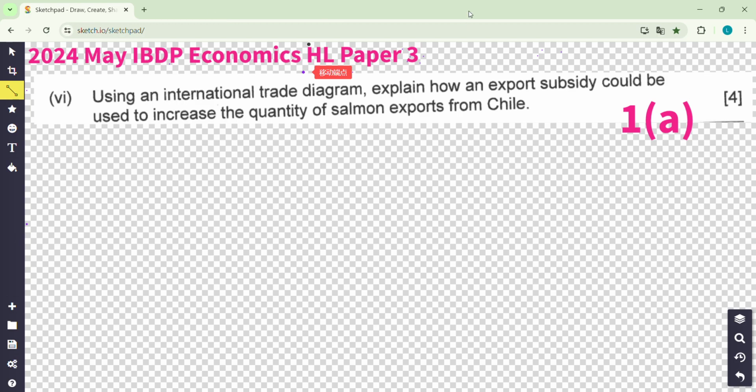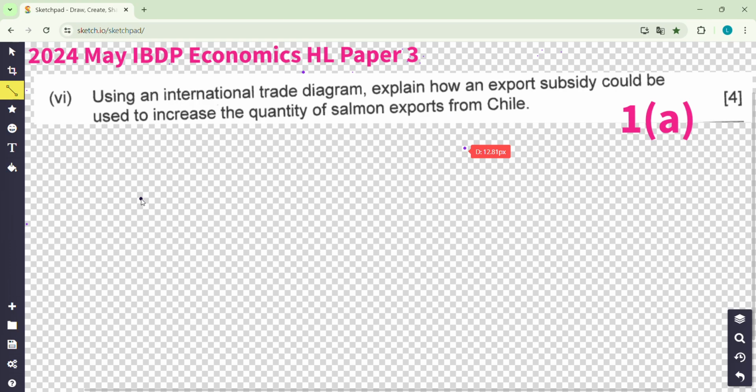Okay, we are on Paper 3 question 1A6. For this question, I want to share my idea about how to tackle and draw a graph, using a diagram to show off your understanding of economics. Look here, it's about an international trade diagram. Explain how an export subsidy could increase the quantity of salmon exported from Chile. How to increase the export.